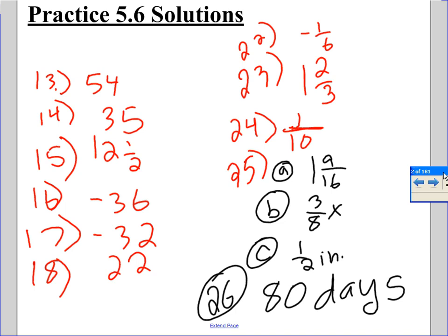Letter C is kind of a fun problem. Yes, thank you. Inches squared, forgot about that. Letter C is 1/2 inch. That's kind of an interesting problem. And then 26 is 80 days. Okay, questions. I know some of you guys are still checking. Mary?